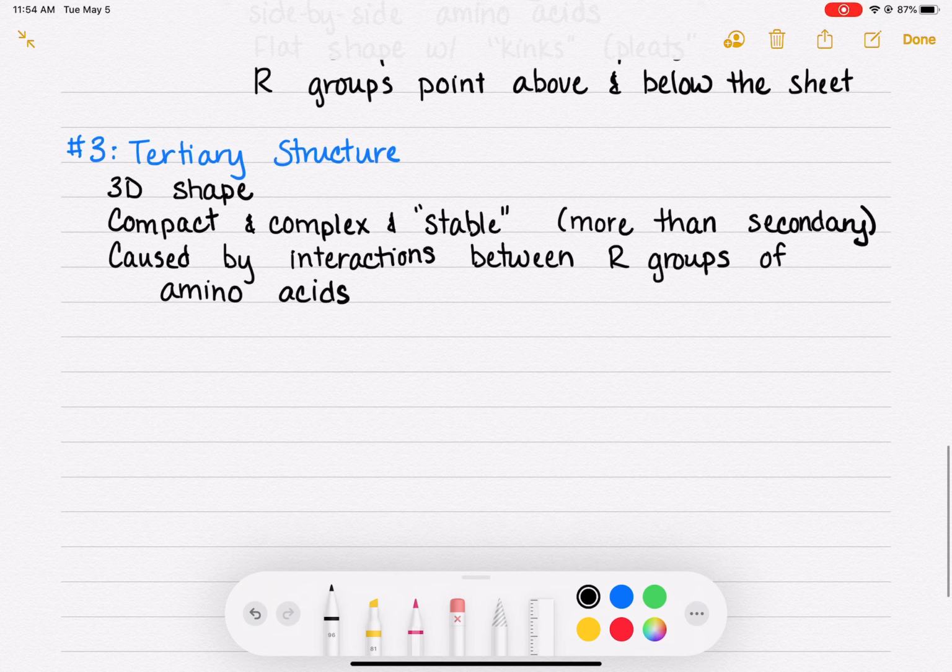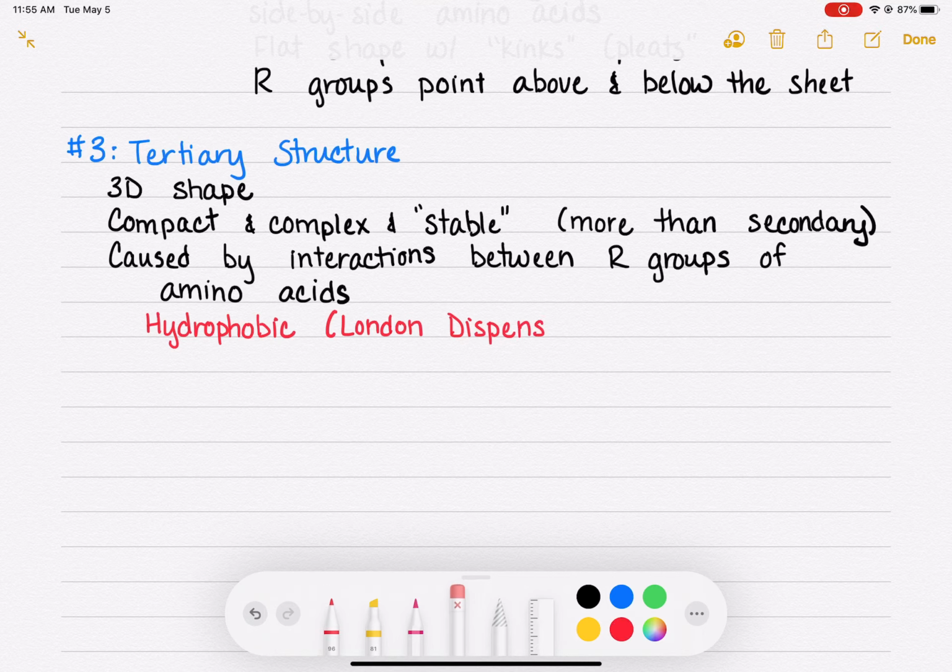And we're going to lump those types of interactions into three different types. So one type is the hydrophobic type, which is sometimes called the London dispersion, or the London dispersion force, anything along those lines. This is what this is referring to.